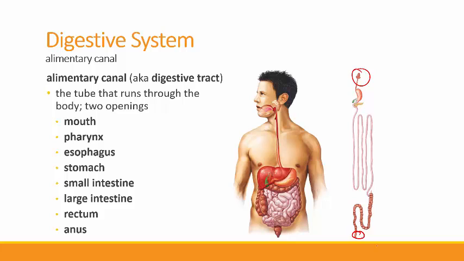And by the way, that's how you pronounce that. It is pharynx. I think a lot of people try to make that a 3-syllable word, and it is not. The esophagus is the tube that leads from the throat, or the pharynx, down to the stomach.